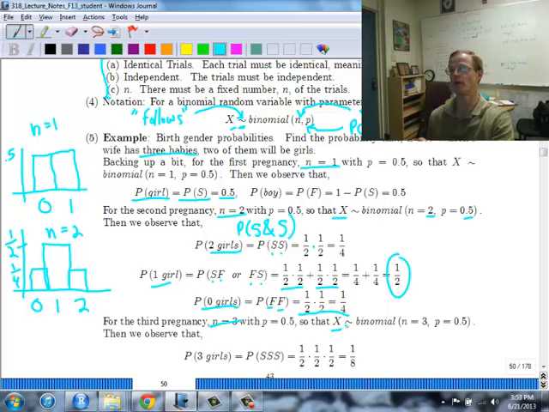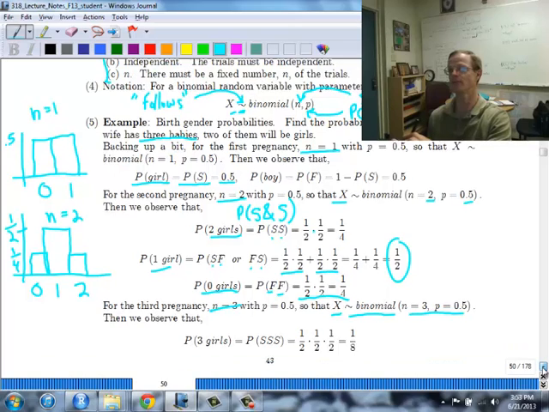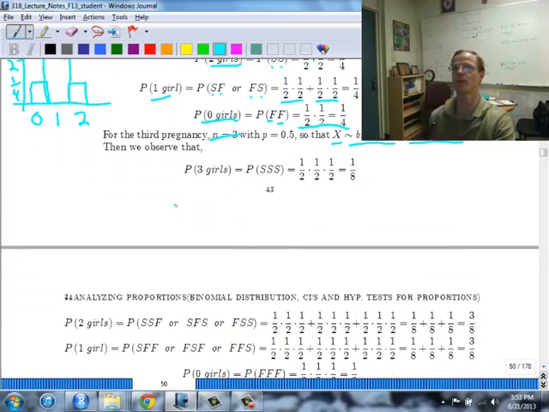So x follows a binomial probability distribution with n equals 3, p equals 0.5. The probability of 3 girls is success and success and success. So that's 1/2 by 1/2 by 1/2 equals 1/8.